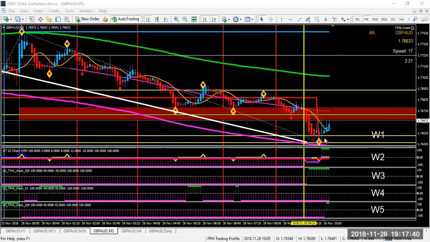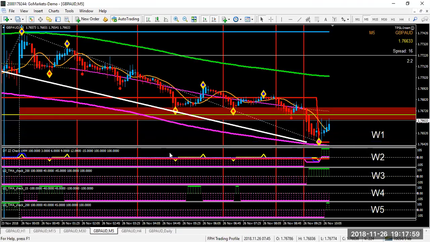This is all on your one-page FPH PDF that I sent you for Fulcrum trading. So that's steps 1, 2, and 3, and we've explained about the shading with the M5.